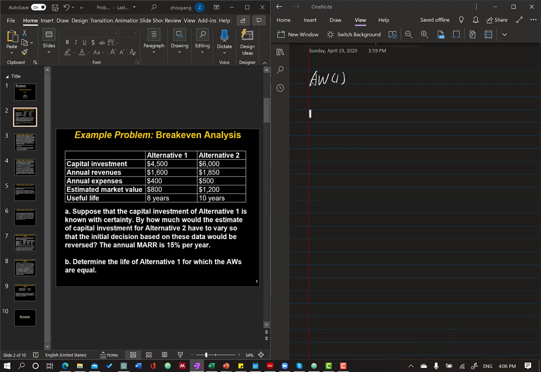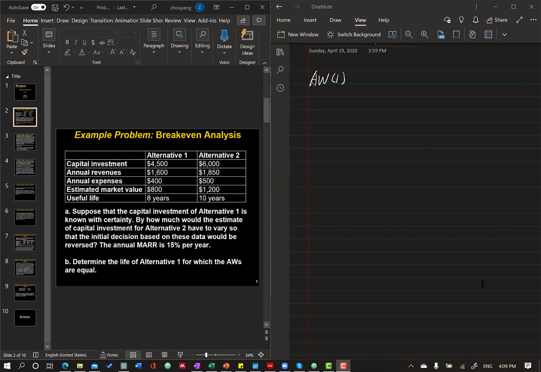The problem A asks us to calculate the initial capital investment such that alternative 2 will be better than alternative 1. Since most of the terms are in annual cash flows, I'm going to use the annual worth method to calculate both for alternative 1 and alternative 2.